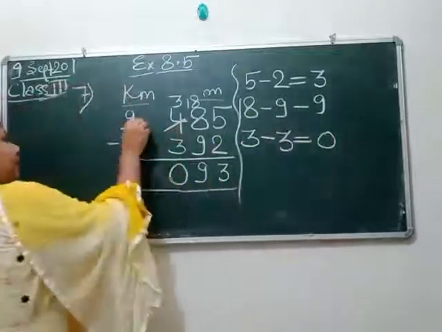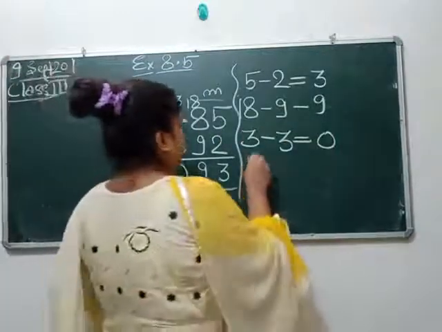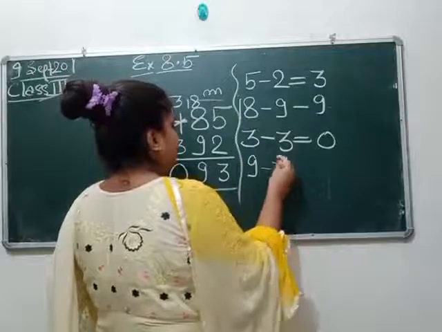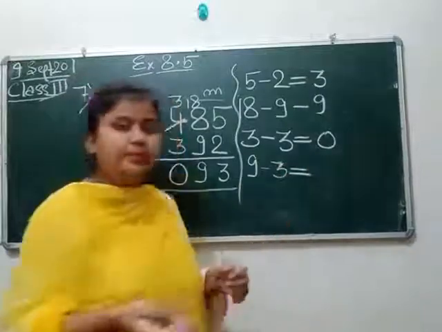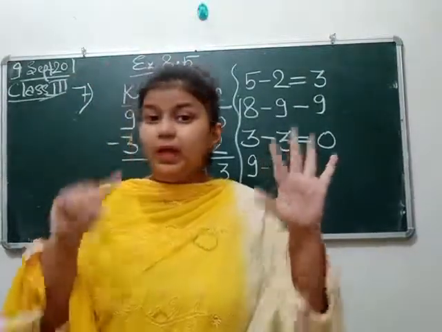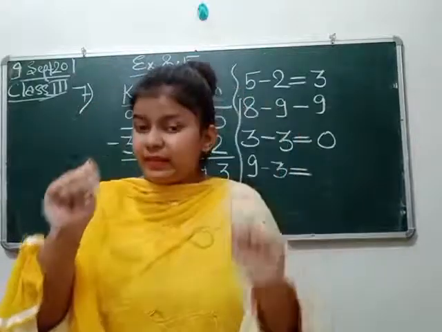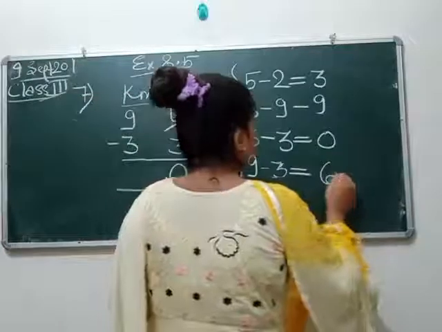Now at this place we are having 9 minus 3. So 9 minus 3 will give me 6. Okay, so my answer for this question will be 6.